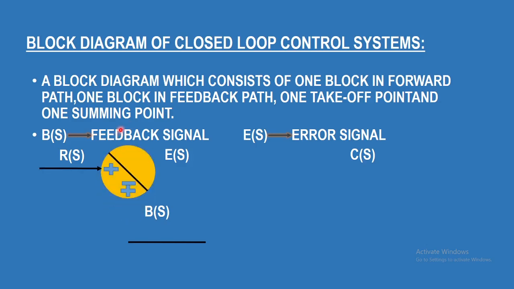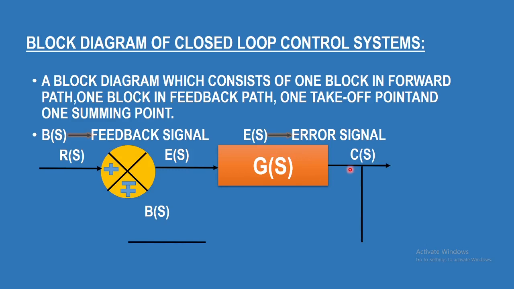See, I am just taking a block diagram. The input you are giving is R of S, and you will have one summing point as we have represented, and the output of this summing point we take as E of S. E of S is taken as the error signal. That error signal is given to the main block, and the output you are expecting is C of S. The output is given to the feedback element H of S. We already know you will have one block in the feedback path, that is H of S. The output of that feedback path is taken as B of S, so B of S will be the feedback signal. So this is the closed loop control system.